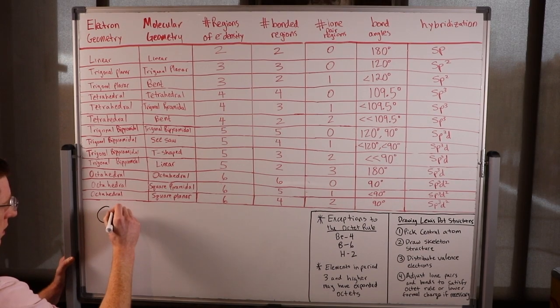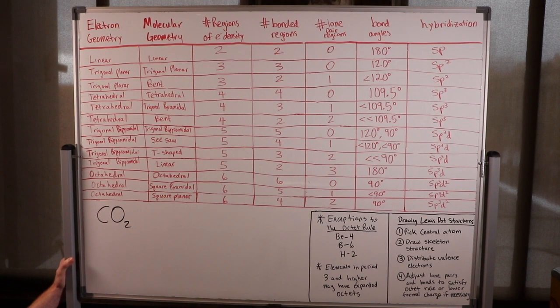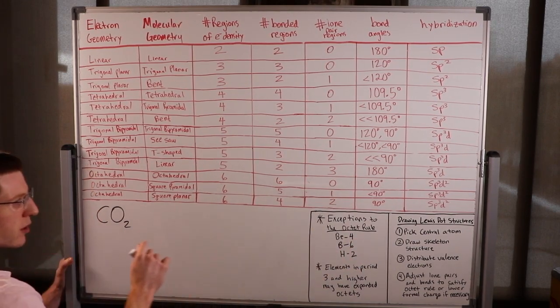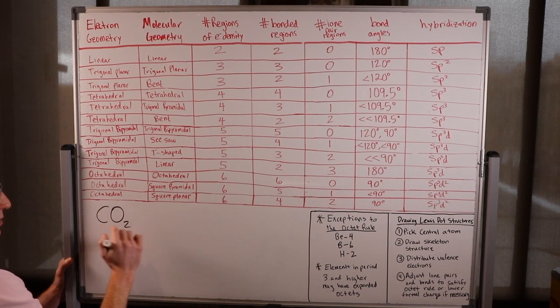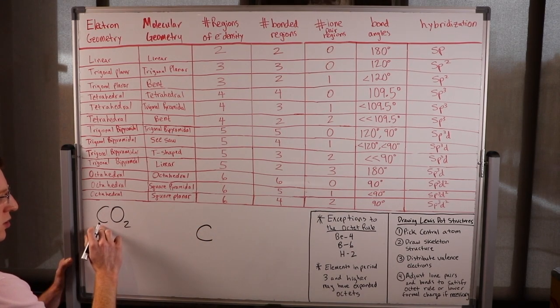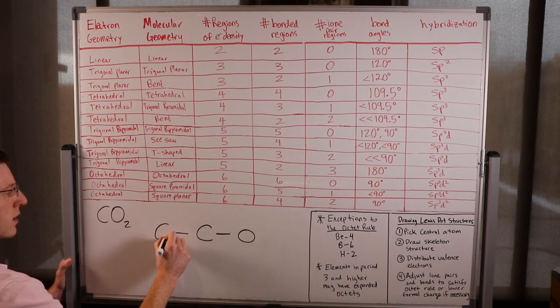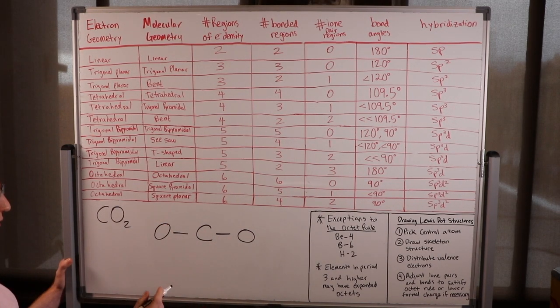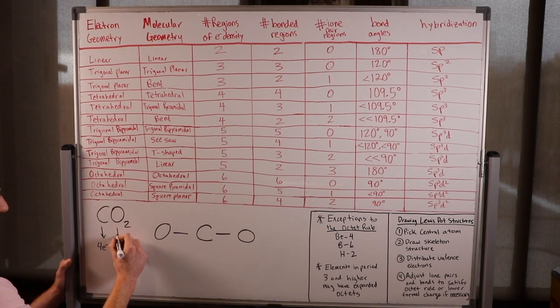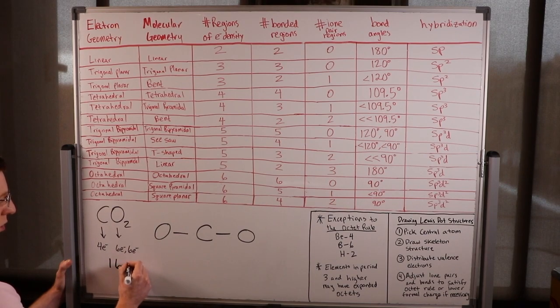Okay, what about CO2? So step number 1 for the Lewis dot structures, I set my central atom. There's only 1 carbon, so that'll be my central atom. I'll attach my outer atoms to draw my skeleton structure. And then I distribute valence electrons, so I have to figure out how much I have to work with. So carbon, I have 4 because it's in group 4A. Oxygen, it's in group 6A, so I have 6 and 6 because there are 2 of them. So 4 plus 6 plus 6, that's 16 total to work with.